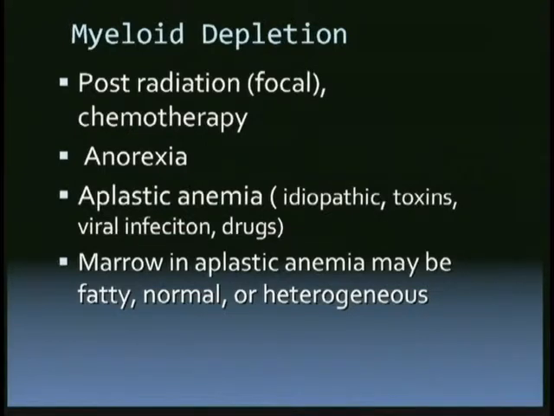Myeloid depletion can occur following radiotherapy or chemotherapy. We can see that also in anorexic patients. It can also be found in aplastic anemias, whether it's idiopathic or following viral infections or secondary to drugs. The marrow in aplastic anemia has a very variable appearance. It can be normal, it can be completely fatty, it can be heterogeneous. So the appearance is not specific.